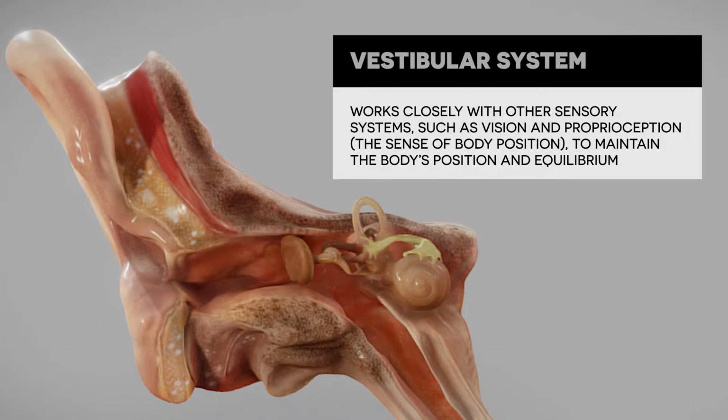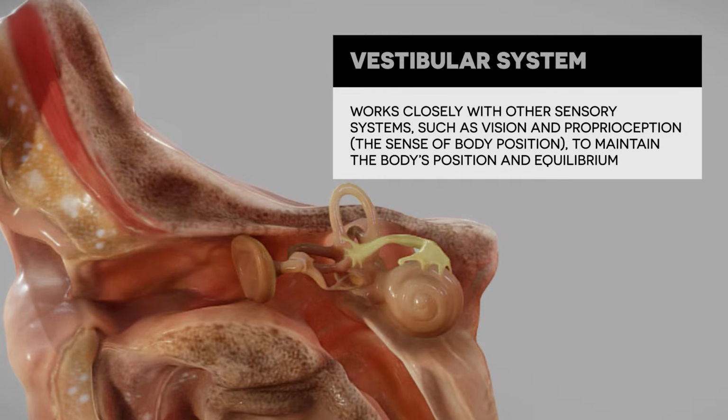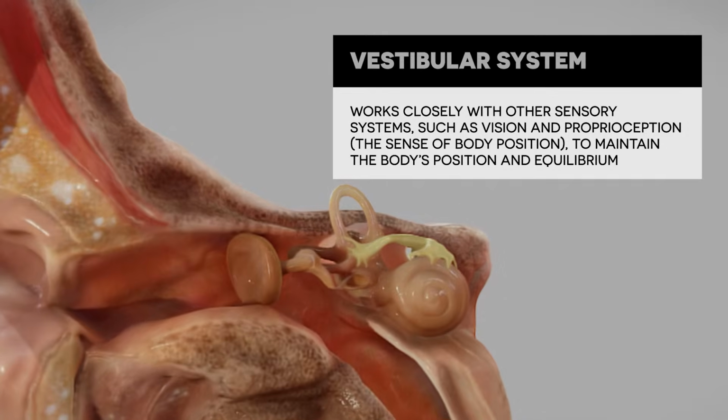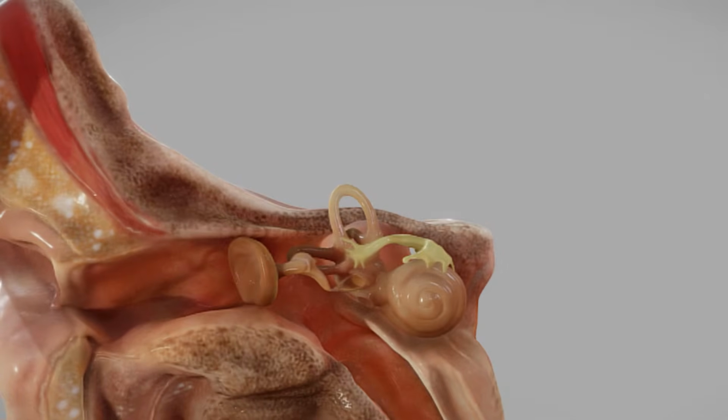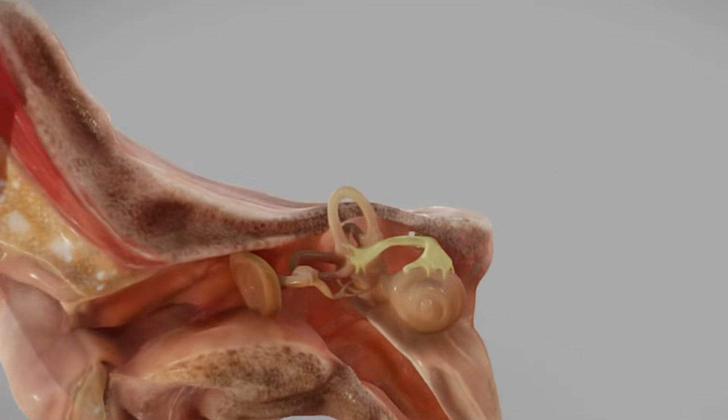Vestibular system. The vestibular system is a complex sensory system that is crucial for normal movement and balance. Located in the inner ear, it works closely with other sensory systems, such as vision and proprioception, the sense of body position, to maintain the body's position and equilibrium. Here's a detailed look at its structure and function.